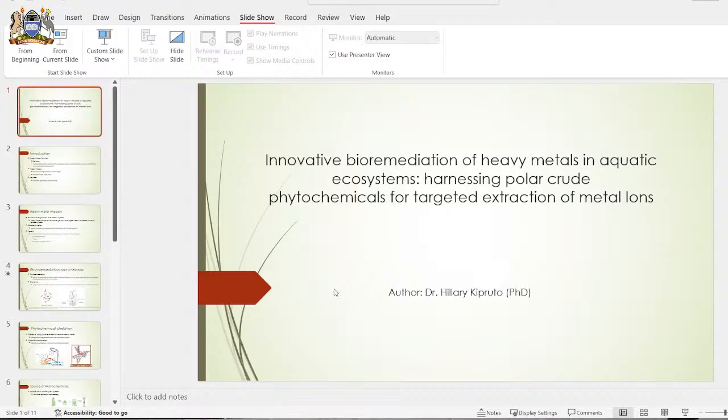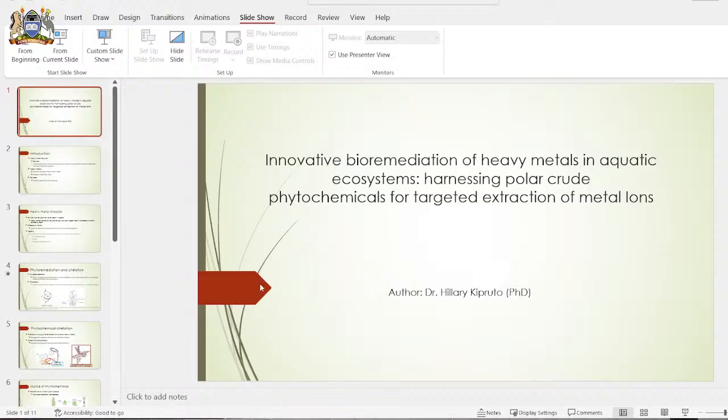I must confess that my research is a next level of what the Prof was talking about, where the plant biomass is used to extract metal ions. Myself, I'm going to the molecular level, where I use molecules to extract the metal ions. So my presentation title is Innovative Bioremediation of Heavy Metals in Aquatic Ecosystems, harnessing polar crude phytochemicals for targeted extraction of metal ions. So, a simple introduction.